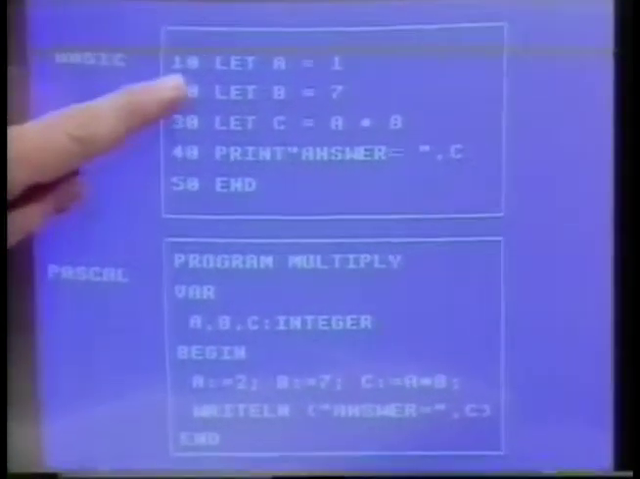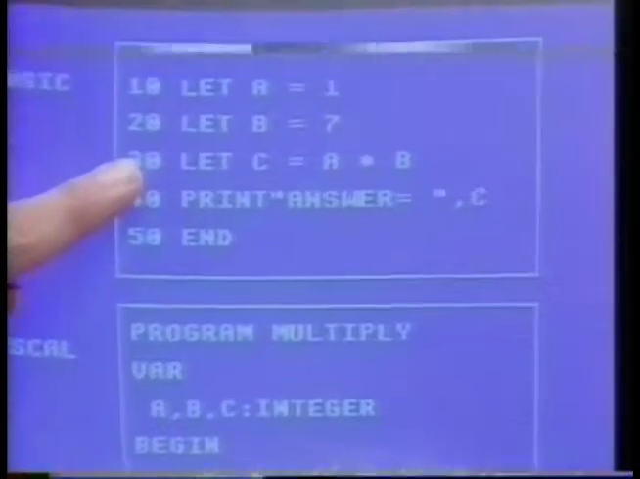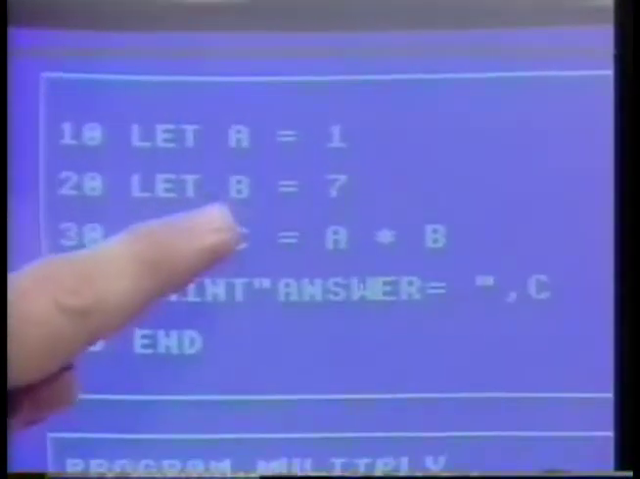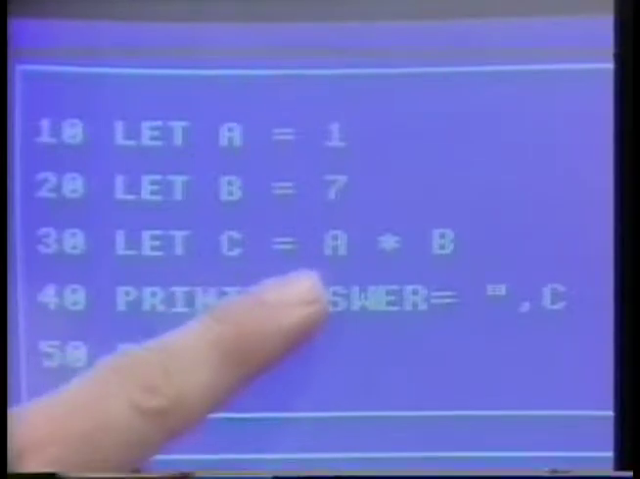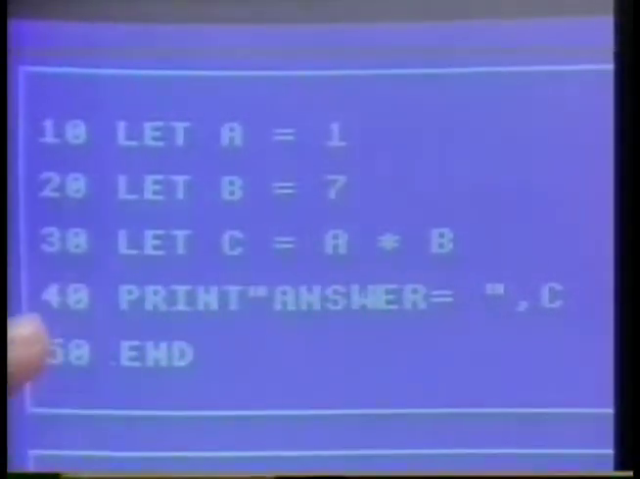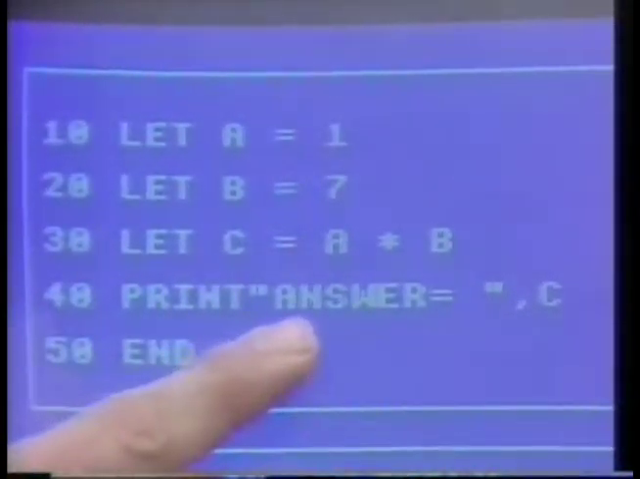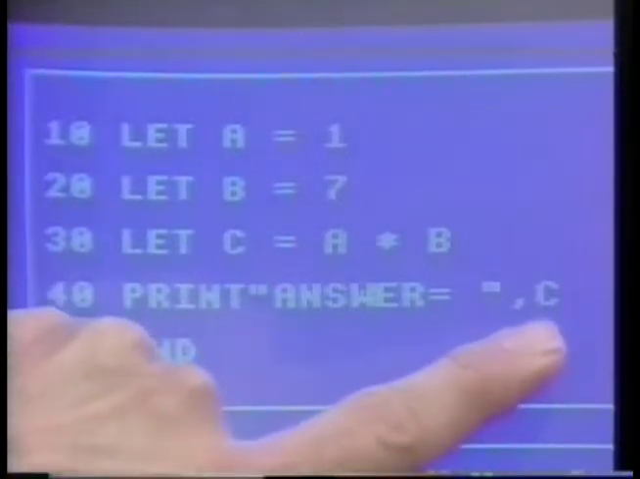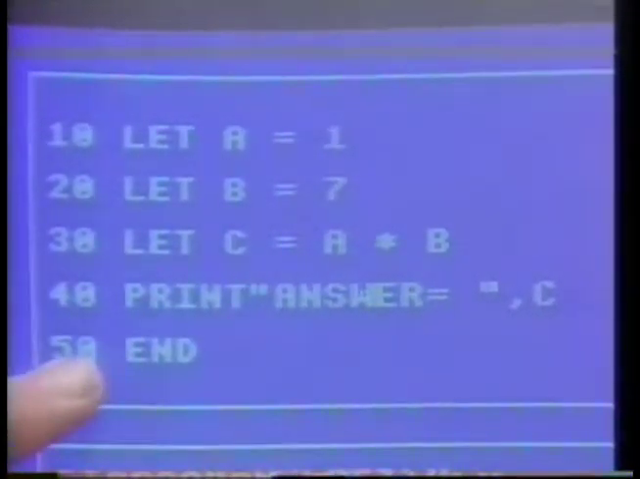Well, the first three lines we've got here, line 10, 20 and 30, just set up three variables. A is a number, B is a number, and C is the answer of A times B. Now, line 40 here prints out a bit of text, the answer equals, and the result C. Line 50 just ends the program.